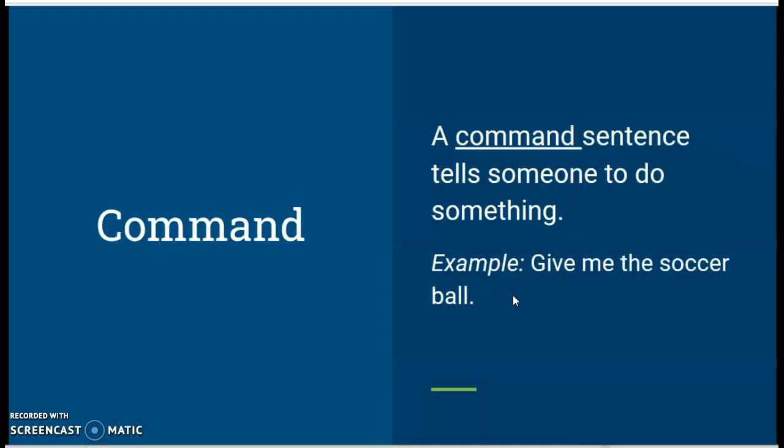The third type of sentence is a command sentence. A command sentence tells someone to do something. Our example sentence is, give me the soccer ball. Okay, you're commanding someone to do something. Notice that a command sentence ends with a period.